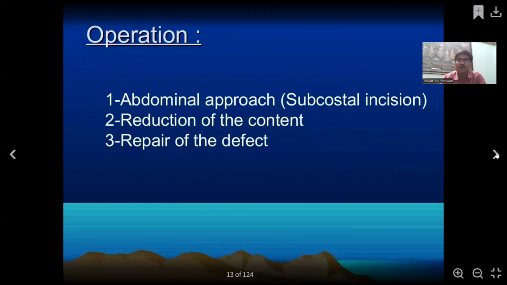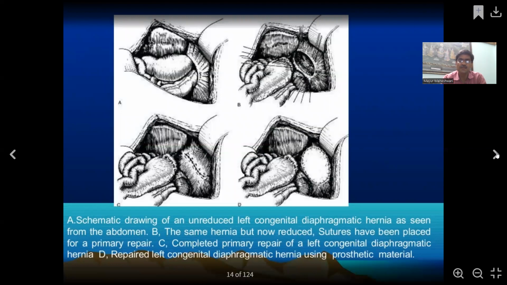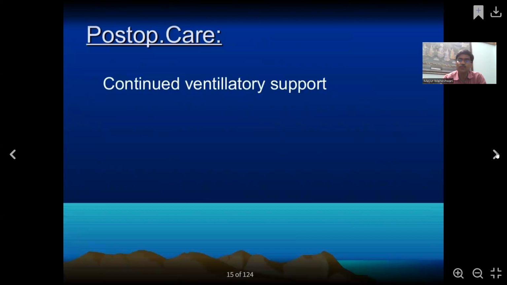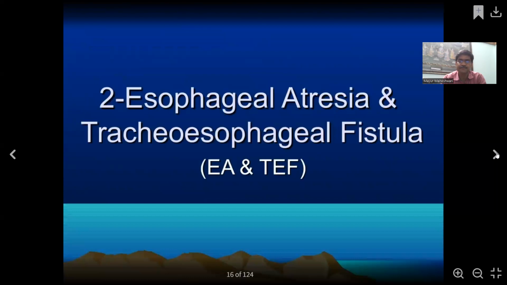Now the surgical part: if the diaphragmatic hernia is on the left side, then you have to go for an abdominal approach. The incision is a standard subcostal incision. You have to reduce the contents and repair the diaphragm. The diaphragm can be repaired in 2 layers, that is called double breasting. See, the contents have been reduced. You can see the defect very well. Then the contents have been reduced, and the defect has been closed. Postoperative care is very important. You have to continue the patient on ventilator support.